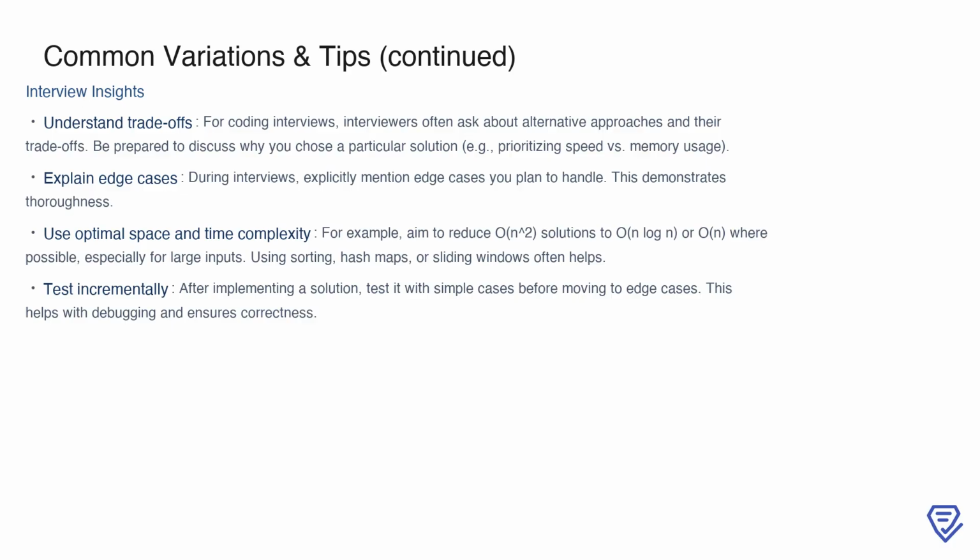For instance, try reducing O(n²) solutions to O(n log n) or O(n) using techniques like sorting, hash maps, or sliding windows. Additionally, adopt an incremental testing approach. Start with simple test cases to confirm the basic functionality of your solution before moving on to edge cases. This method ensures that you can debug efficiently and provide a correct solution under time constraints.